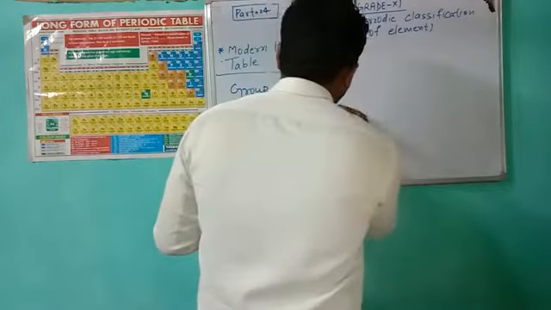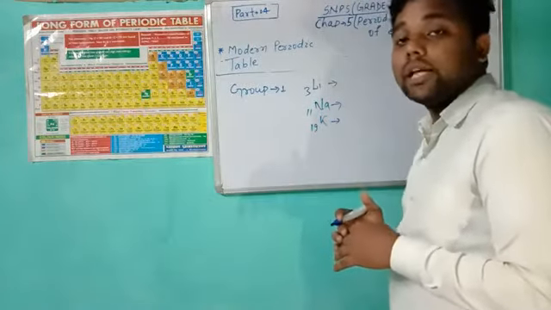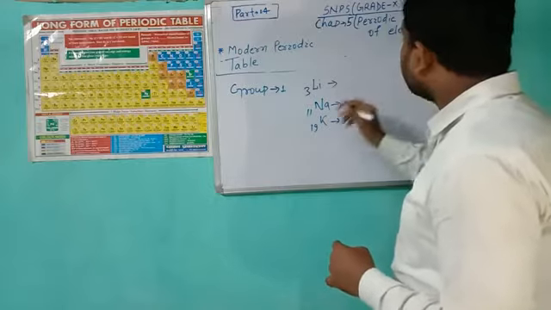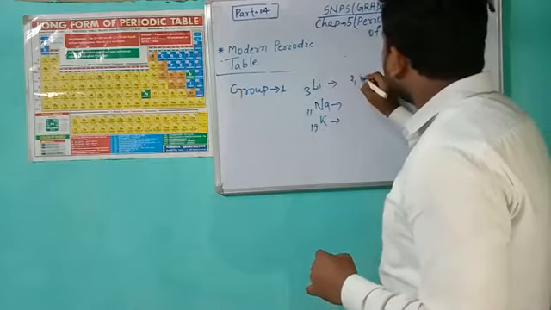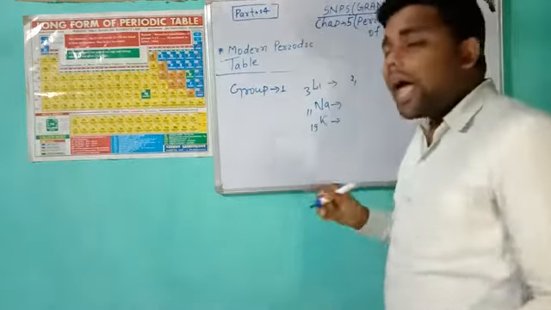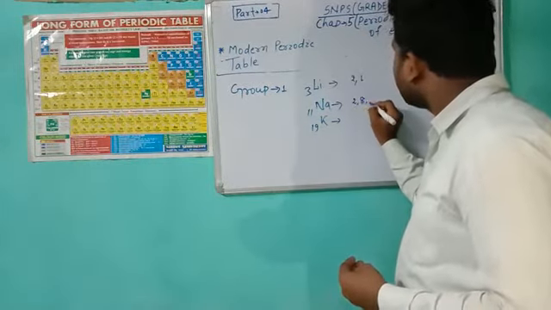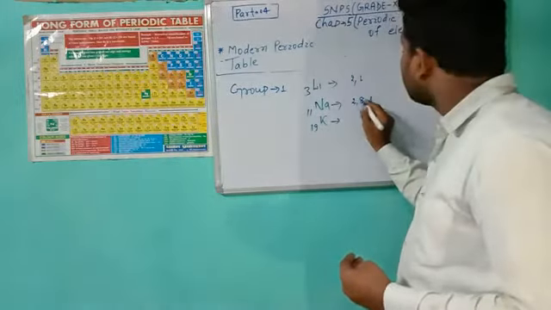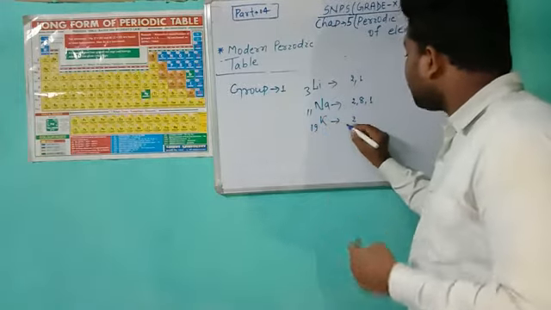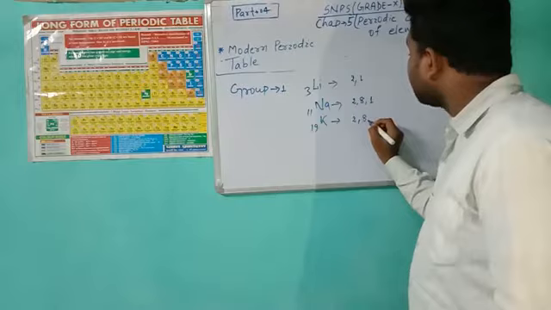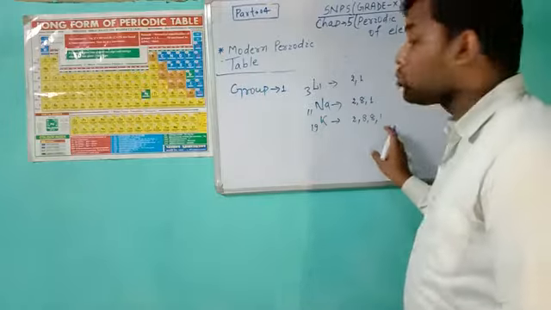If we take the electronic configuration of these elements, lithium has the electronic configuration 2, 1. And what is the electronic configuration of sodium? 2, 8, 1. 2 plus 8 is 10, plus 1 is 11. So this is clear. And what about potassium? 2, 8, 8 and 1. 2 plus 8 is 10, plus 8 is 18, plus 1 is 19.